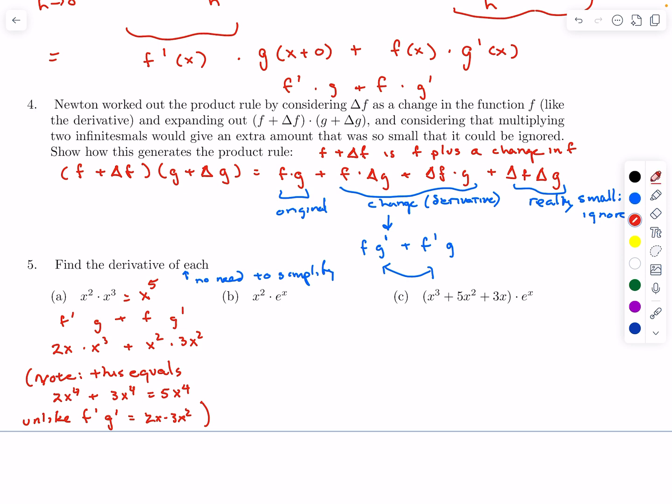Okay. The other thing is that if you can multiply things out, why bother with the product rule? And the answer is sometimes you can't multiply things out. Part B, you can't multiply it out. You just have to use f prime g plus f g prime.